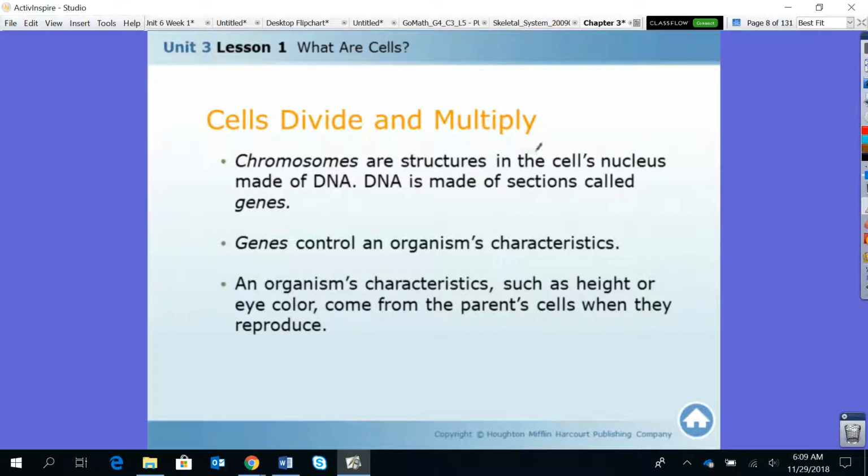Chromosomes are the structures in the cell's nucleus made of DNA. DNA is made of sections called genes. Genes control an organism's characteristics. An organism's characteristics, such as height or eye color, come from the parent cell when they reproduce.